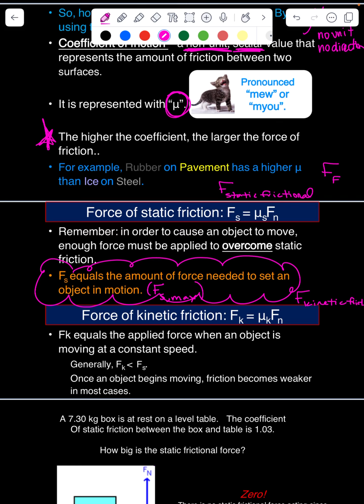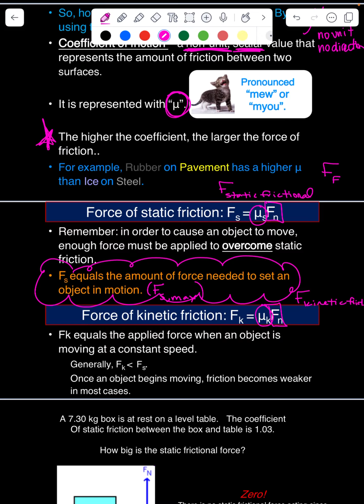Both of these are going to be types of frictional forces, so it's the same thing as just saying F sub F. Then we have mu sub S and mu sub K. Mu sub S is our coefficient of static friction. Mu sub K is our coefficient of kinetic friction. You'll notice that both of them have our normal force in them.